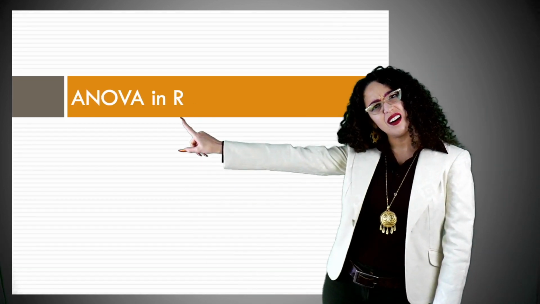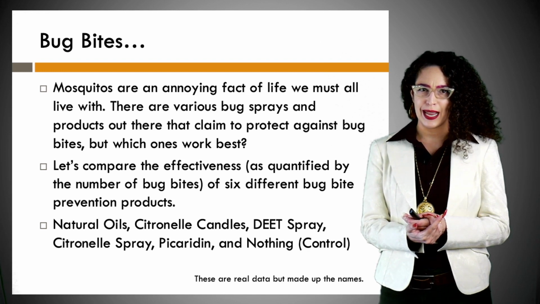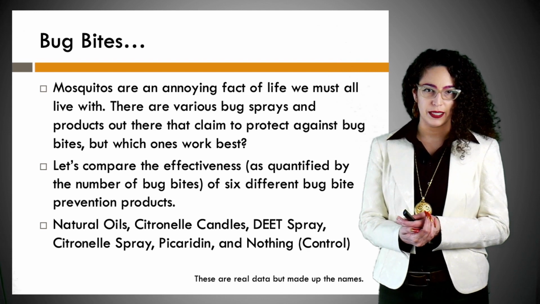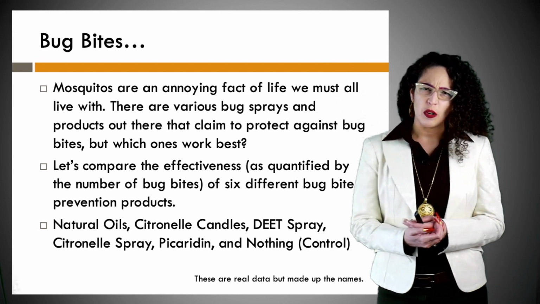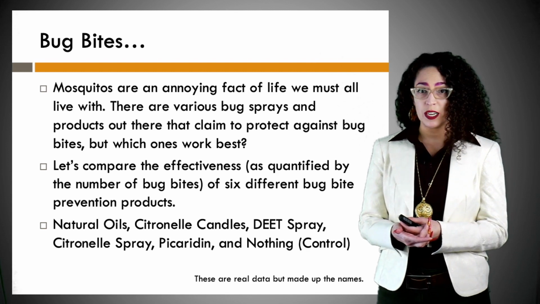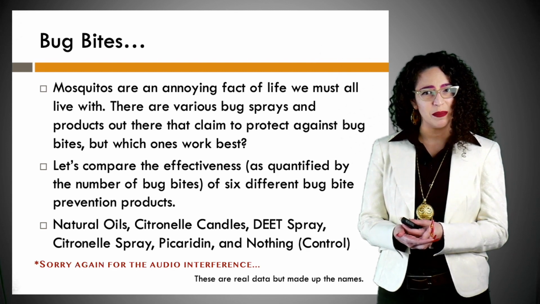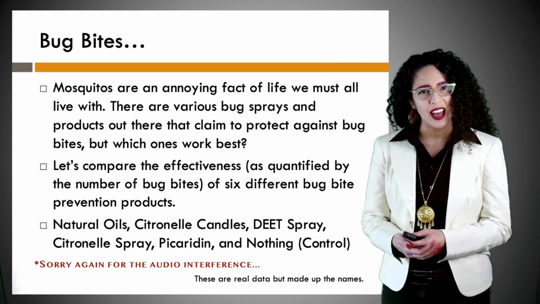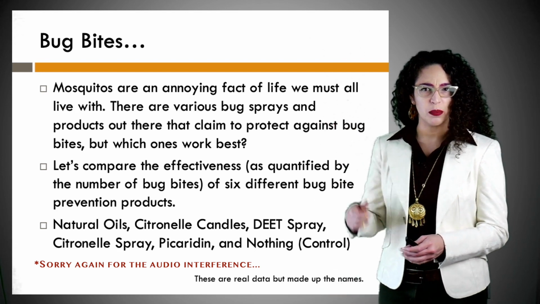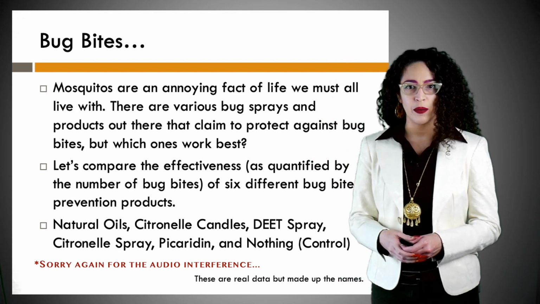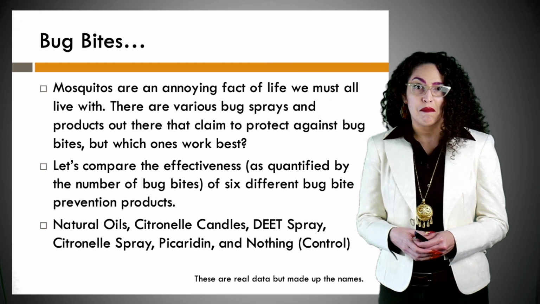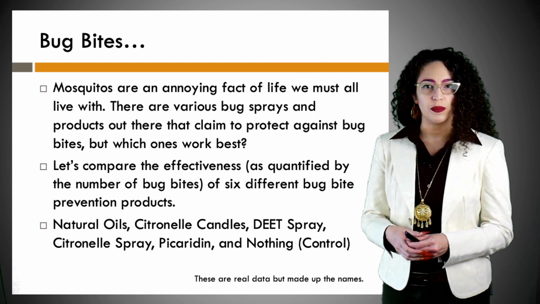ANOVA in R. Now let's look at some real data about bug bites. We've looked at this data set before, but we're going to analyze it a little bit differently this time. Mosquitoes are an annoying fact of life, and we must all live with them. Let's compare the effectiveness, as quantified by the number of bug bites, of 6 different bug bite prevention products. We have natural oils. We have citronella. We have DEET spray. We have citronella spray. We have picaridin. And we have nothing, which will be our control.